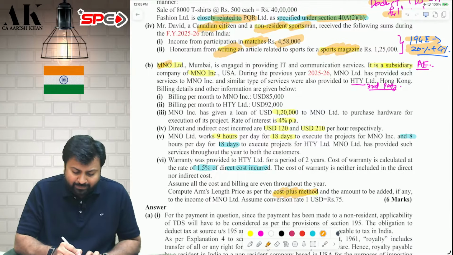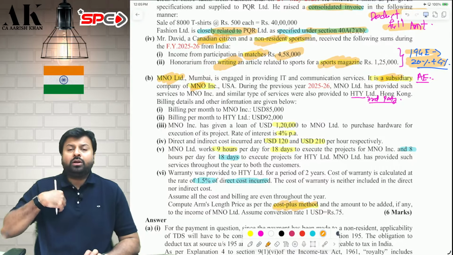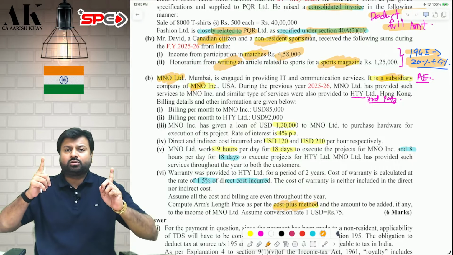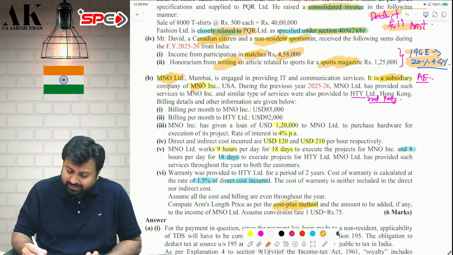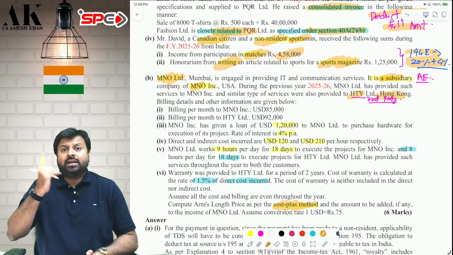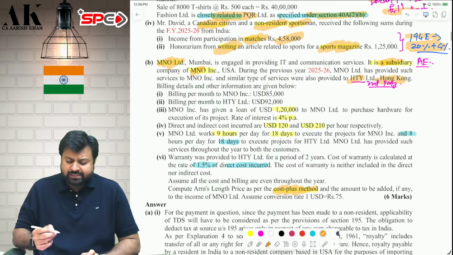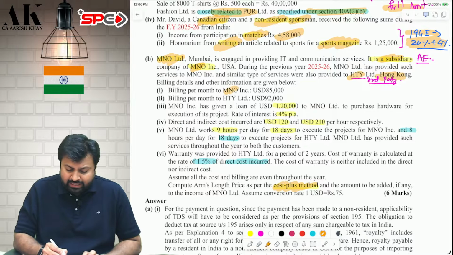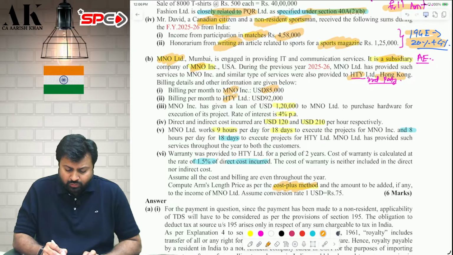So here MNO Limited is an Indian company and MNO INC is a foreign subsidiary. Therefore, MNO and MNO INC are deemed to be associate enterprises. The transaction between them will be deemed to be an international transaction. And HTY Hong Kong is a third party. It's an uncontrolled transaction. First, we will see some basic information. You are billing MNO $85,000 per month. All data is per month, so we will make the calculation on a per month basis only. You are billing HTY, the third party, $92,000.